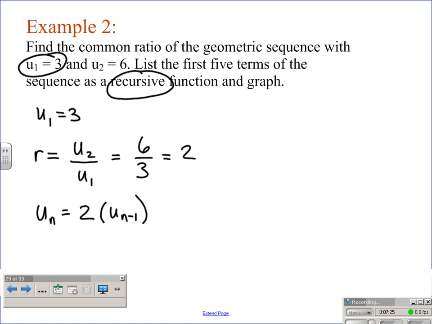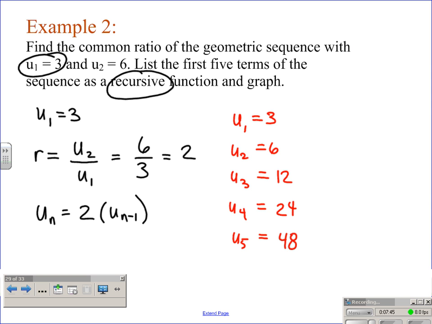Okay, and then to find the terms, so the first term we already know is 3. The second term we already know is 6. The third term we know would be 12. The fourth term would be 24. And then the fifth term would be 48.